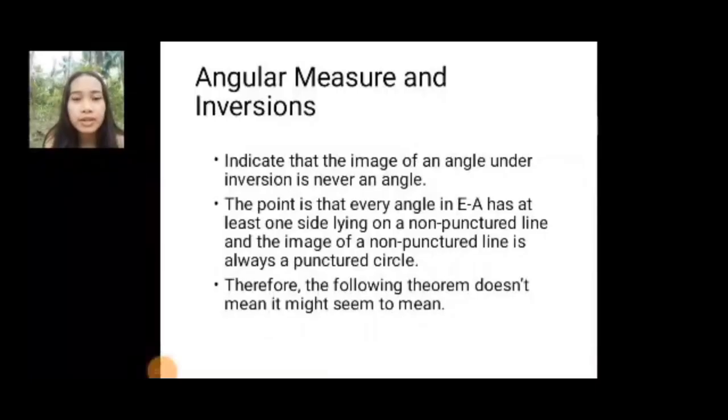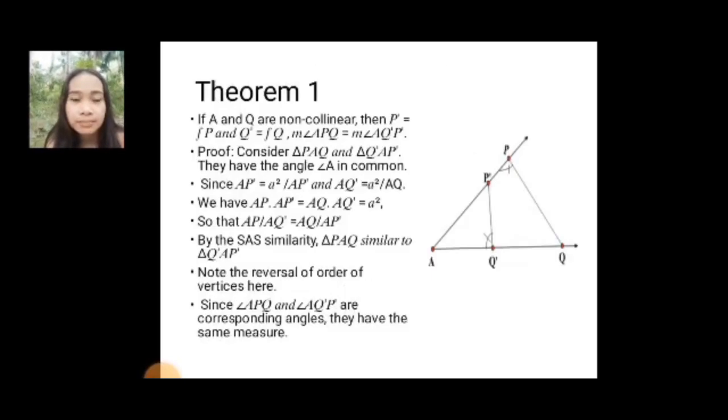Angular measure and inversions: the image of an angle under inversion is not in general an angle. The point is that every angle in the plane has at least one side lying on a non-punctured line, and the image of a non-punctured line is always a punctured circle. Therefore, the following theorem doesn't mean what it might seem to mean. So let's have theorem 1.